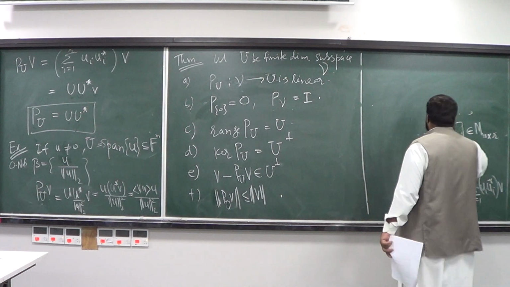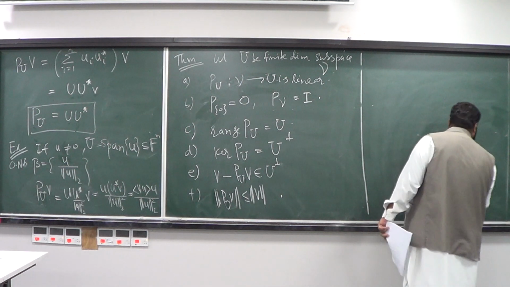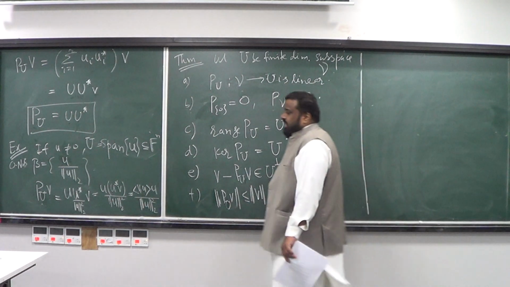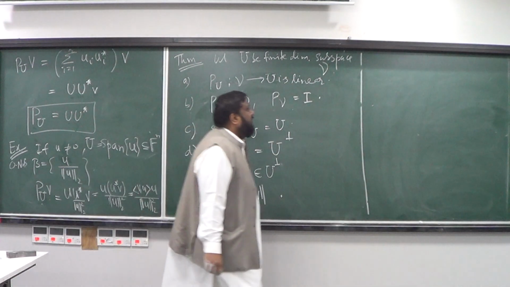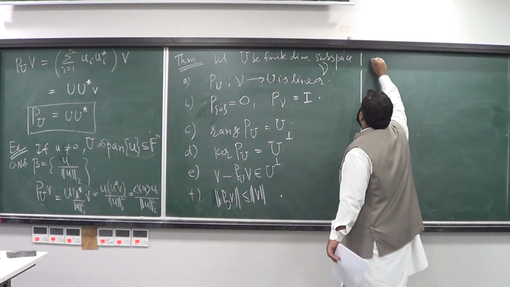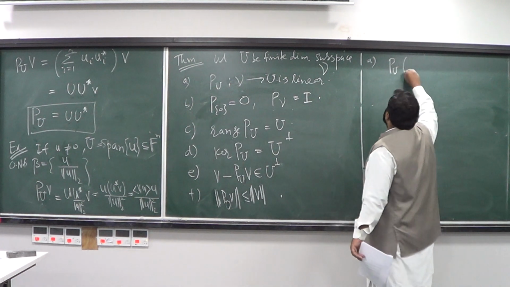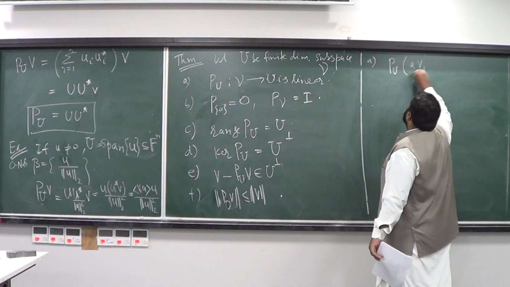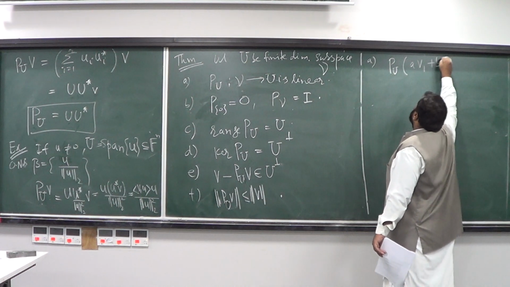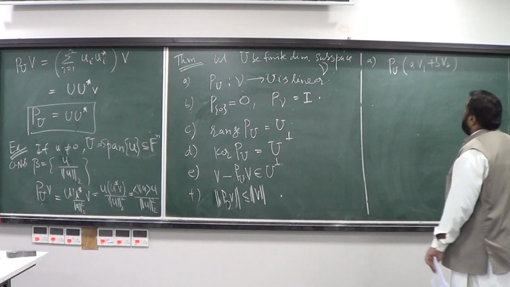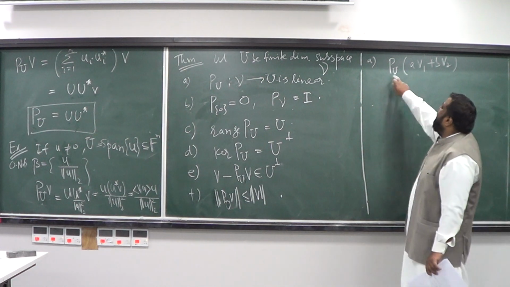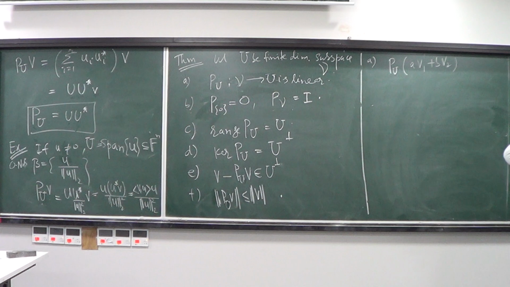So the first is really to take, for example, two vectors and orthogonally project. So in other words, take the linear combination of two vectors aV1 plus bV2 and project them onto the subspace U. And let's see why this is equal to the other result actually.